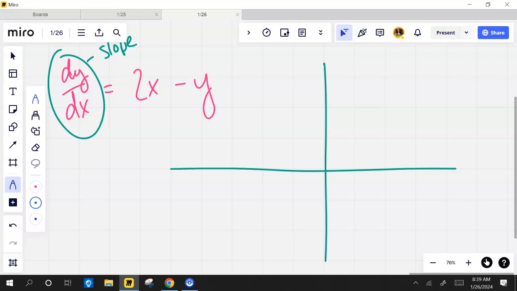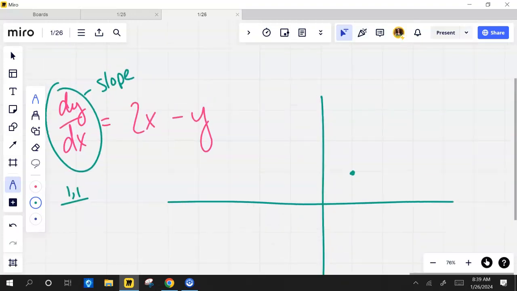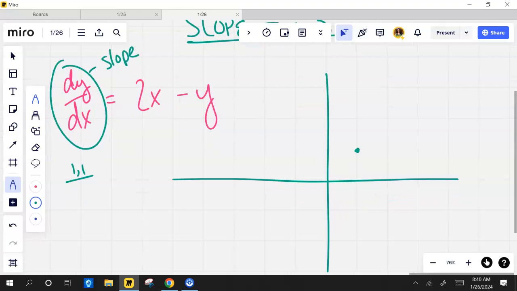For example, let's start at 1, 1. At the point 1, 1, what is the slope? Oh yeah, slope field, sorry. Well, at 1, 1, I'm plugging into the slope equation, right? So 2 times 1 minus 1 is still 1, right? So what I'm going to do is sketch a little line that has a slope of about 1. Just a little piece of a line. Yeah, the slope at 1, 1 is 1.